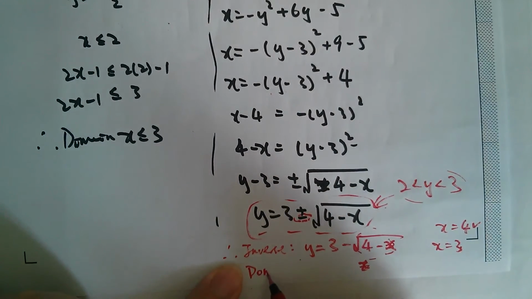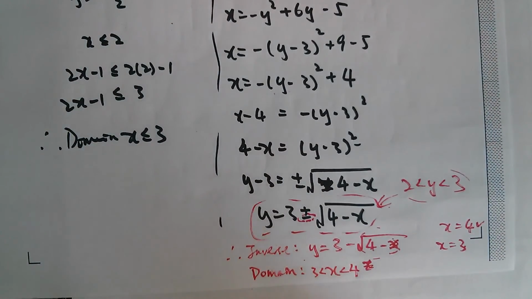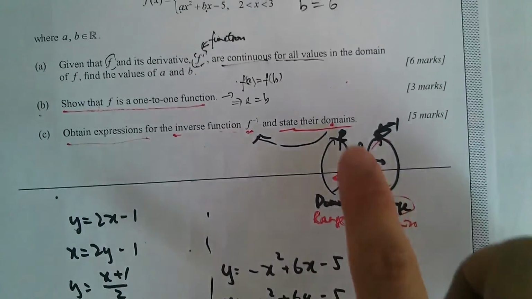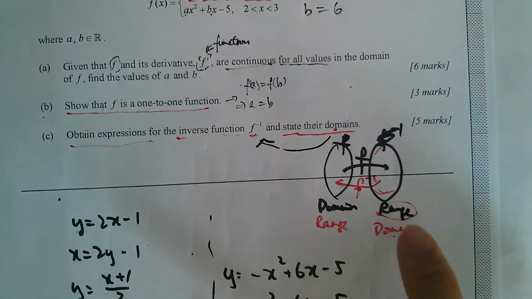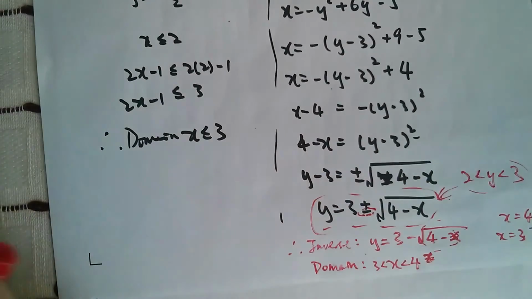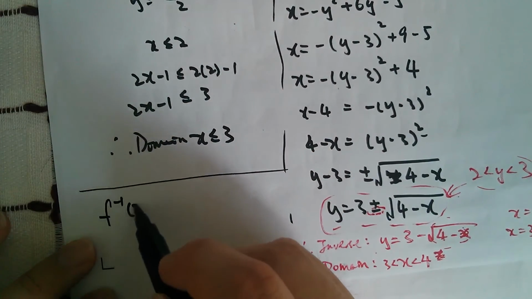Therefore, the domain is x between 3 to 4. So you can do it this way or you can do it that way, thinking about the domain of the inverse must be the range of the original function. So both ways work. You can try both ways. And this is basically the answer. So you write down the answer here.